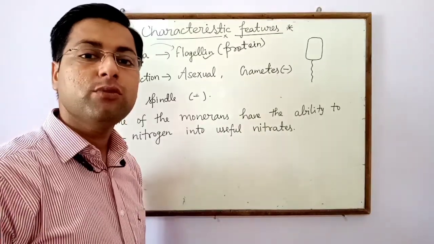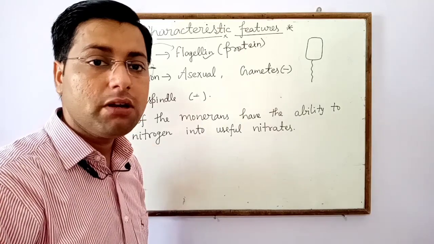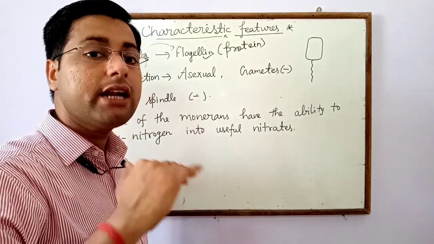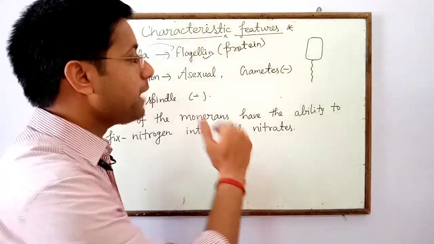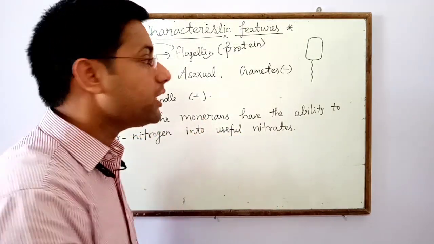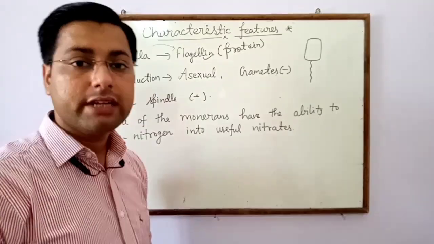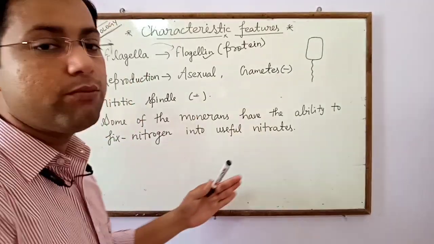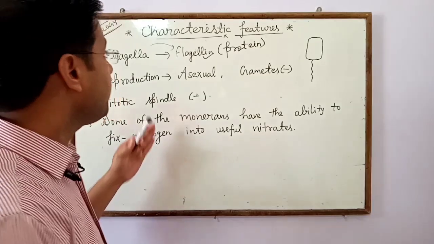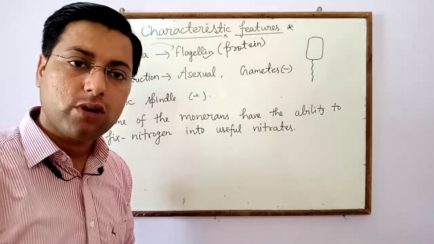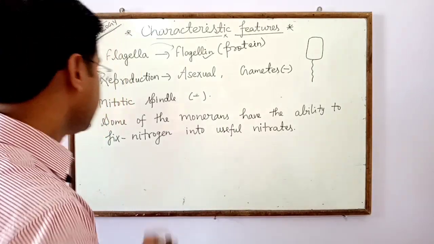Reproduction. In case of monerans, especially the asexual method of reproduction is present because no gametes are formed, so gamete formation does not occur in monerans, and due to absence of gametes, sexual reproduction does not occur in monerans. So commonly the asexual method of reproduction occurs in monerans.